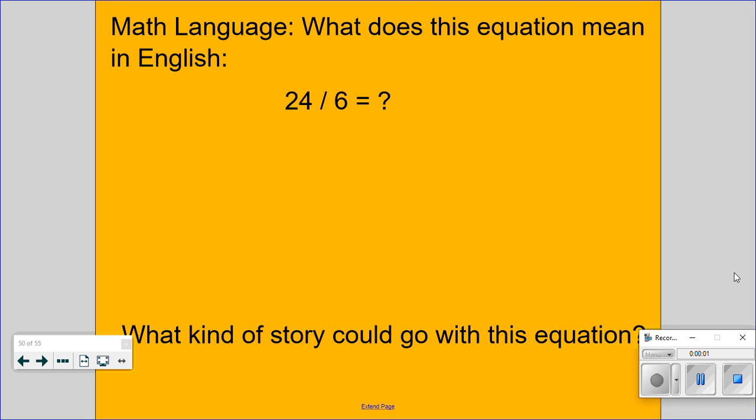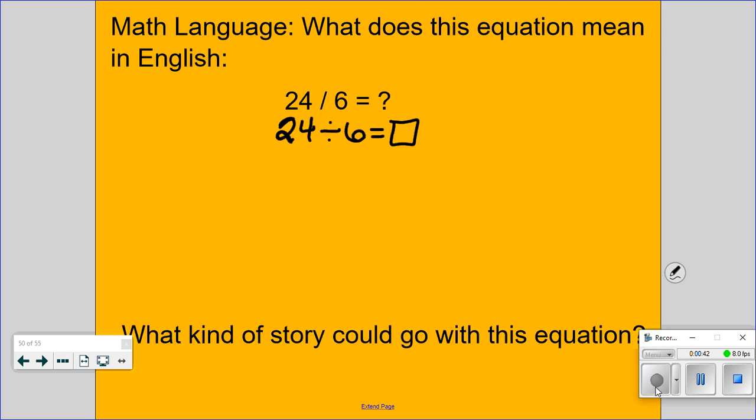Title for the next blank page says math language. What does this equation mean in English? And then I have the equation 24 divided by 6. Remember, on my computer I can't make the traditional division symbol, but in your notebook you can write 24 divided by 6 equals box. Does anyone remember how to read this equation in English?